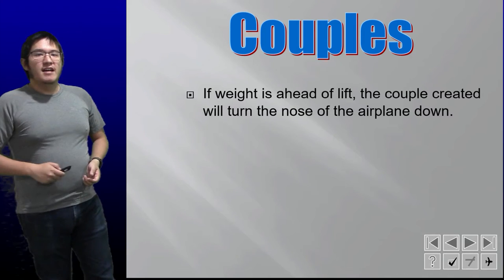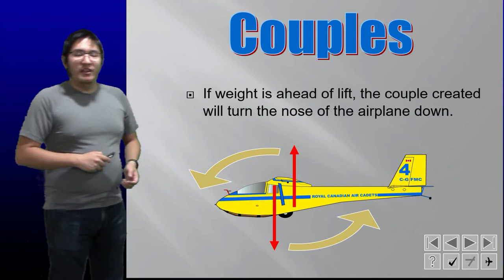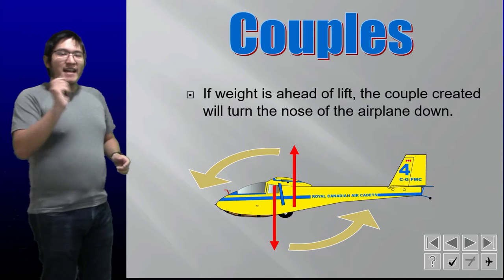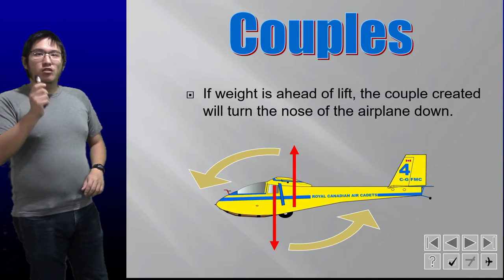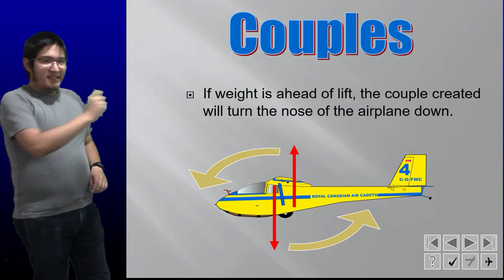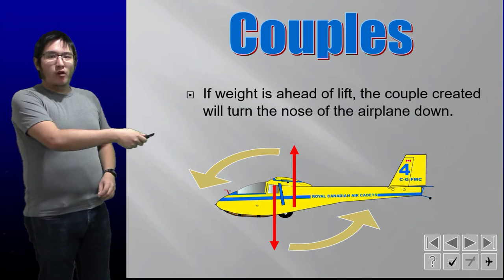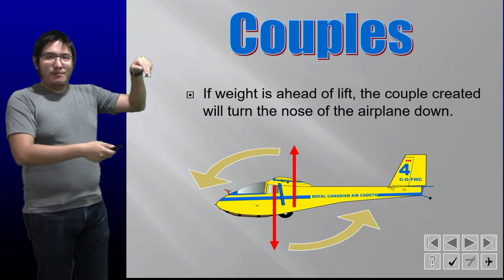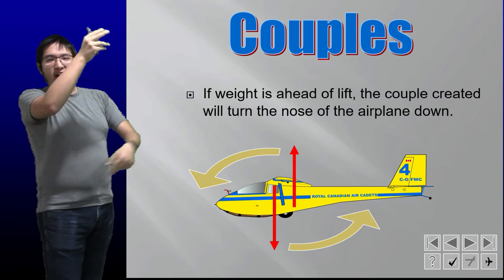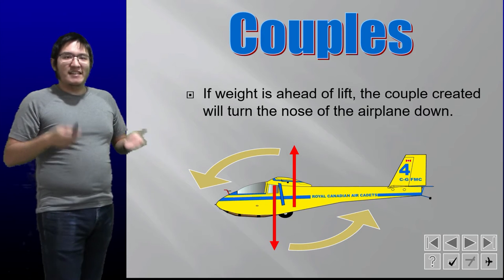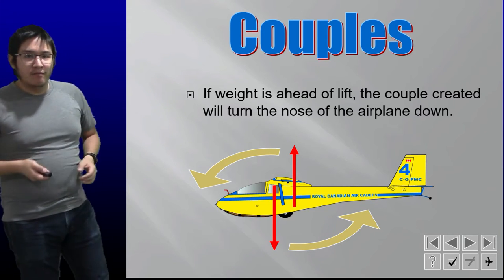Alright, so for example, let's say weight is ahead of lift. In this case, the couple created will result in the aircraft nosing down. Because as you can see, we have the force of weight pulling it down while the force of lift is pulling up, all around a center point, which is between the two forces.